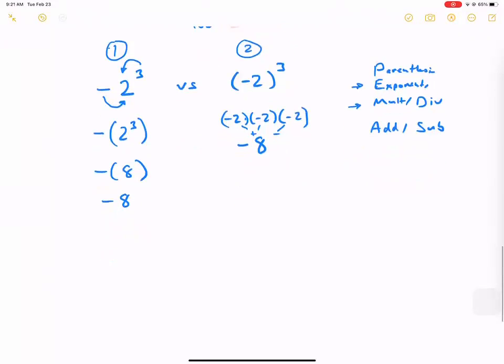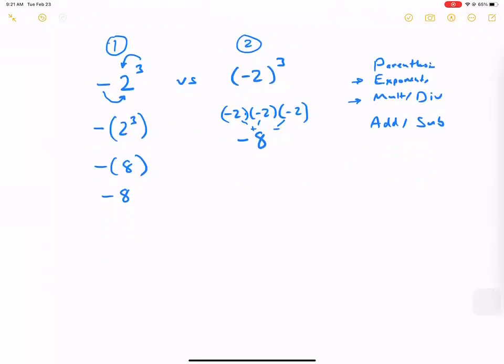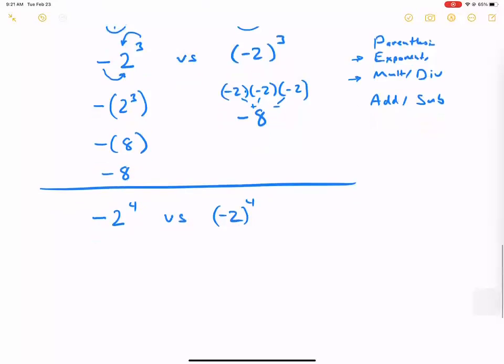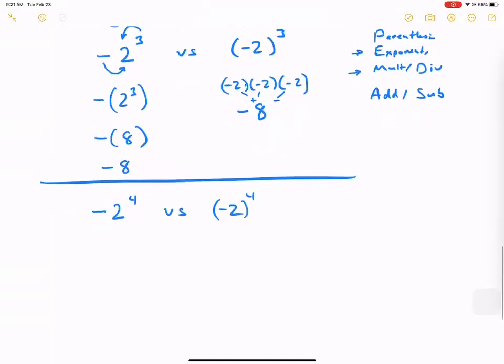Now I'm going to do this with a different example, slightly different. If I write negative 2 to the 4th versus negative 2 to the 4th within parentheses. So my first example, which will trick kids a lot, they'll say, hey, look, doesn't the negative cancel out? And the answer is no.